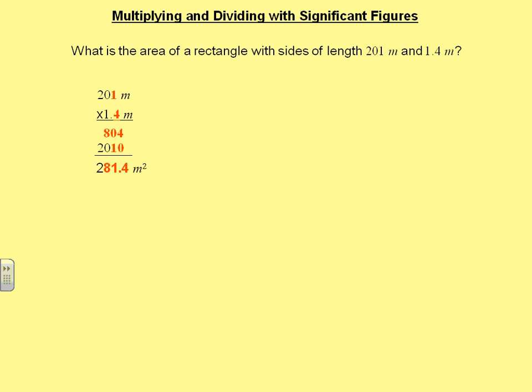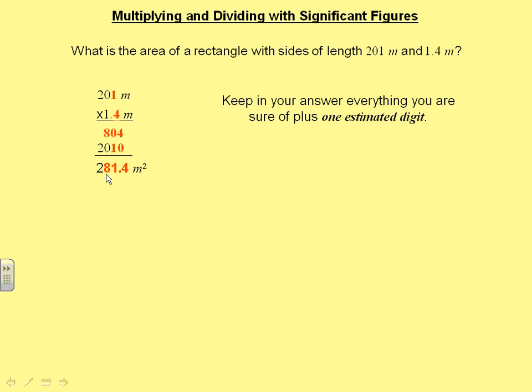Our question now is, where should we round so we keep the right precision in our answer? Well, like we did with addition and subtraction, we're going to use our basic idea of what a sig fig is: everything we're sure of, plus one estimated digit. So if you look at the number 281.4, our first estimated digit is the 8 in the tens place. So we're going to round this off to the nearest 10. And 281.4 meters squared to the nearest 10 is 280 meters squared.